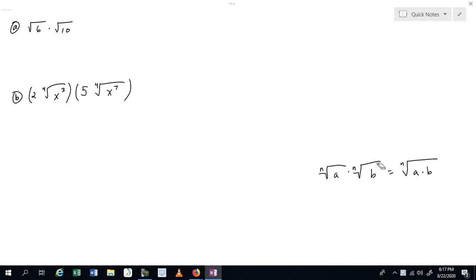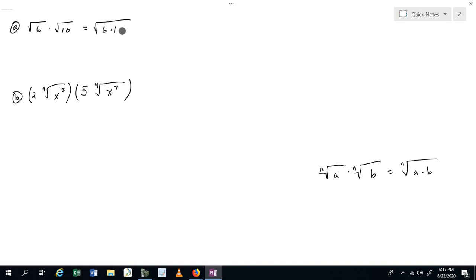The way we're going to do this is we're going to take advantage of this property, which says the nth root of a times the nth root of b is the same as the nth root of a times b. Notice the index here and the index here have to be the same in order for you to combine them under one radical. But that's the case here. These are both square roots. So you can combine this under one radical and just say it's the square root of 6 times 10.